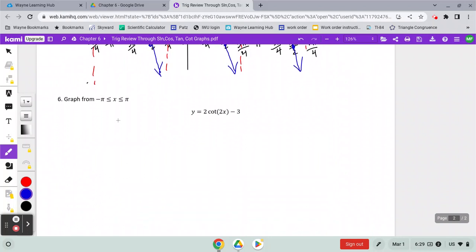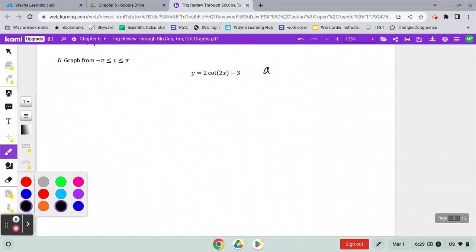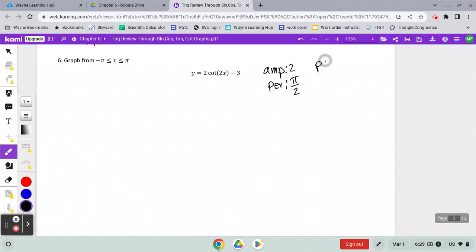So if we look at this last one, it asks us to graph from -pi to pi for x, and it's 2 cotangent. So let's go ahead and graph this. The amplitude is 2. Okay, the period is going to be pi over 2, with pi over b, right? Oops, I want to put a 2 there because I know b is 2. Okay, there's no phase shift, which is nice. Okay, the vertical shift here will be down 3.